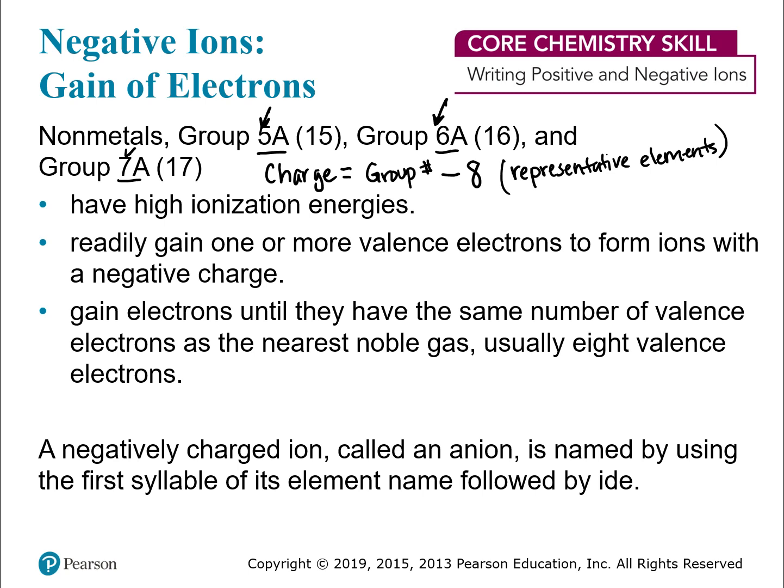Nonmetals, if you remember your trends, have high ionization energies. So you're not going to be removing any valence electrons from these. And instead, they will very happily gain electrons to form a negative charge. They'll gain electrons until they have the same number of valence electrons as their nearest noble gas, which is usually 8 valence electrons.